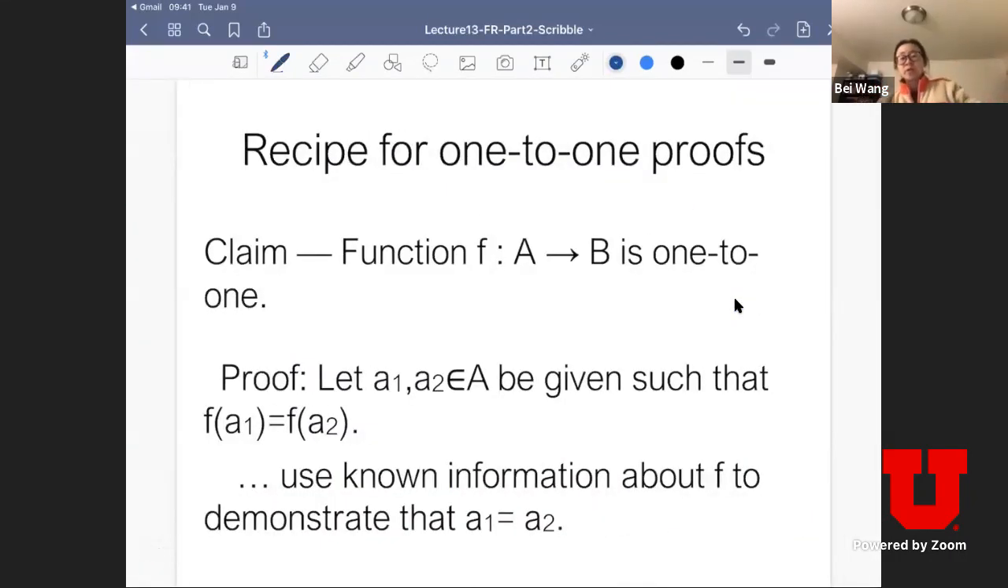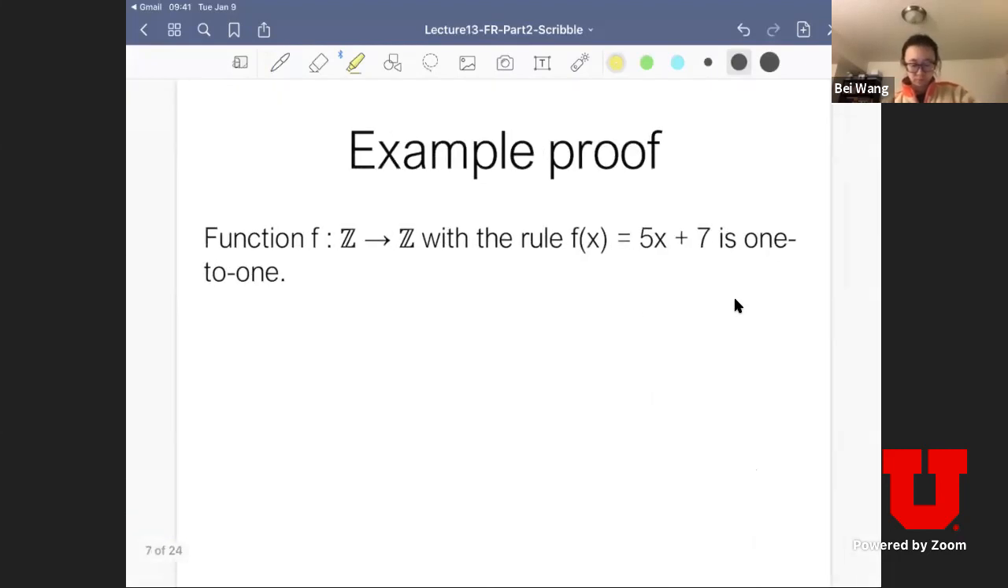Now we're going to look at some recipe to prove a function is one-to-one. If I want to prove something is one-to-one, we start by giving a pair f(a) is equal to f(a1) is equal to f(a2). And with some information, we want to demonstrate a1 is equal to a2. Okay, so simple example. Show the function f(x) is equal to 5x plus 7 is one-to-one.